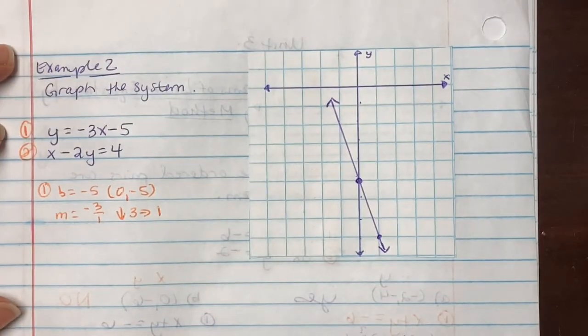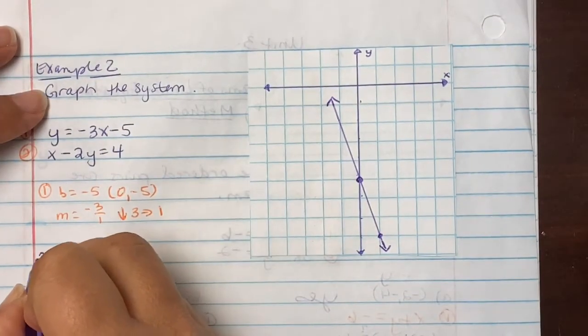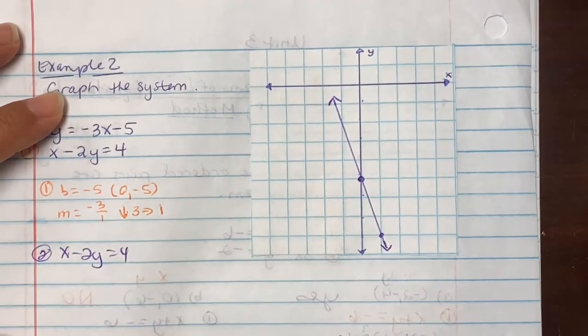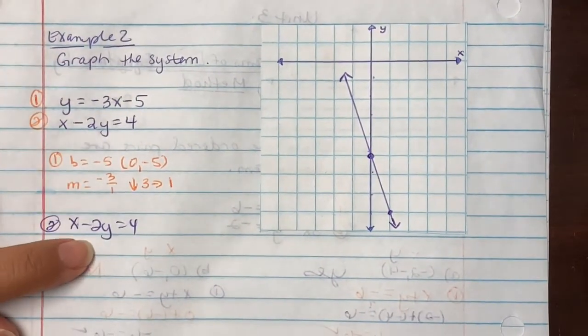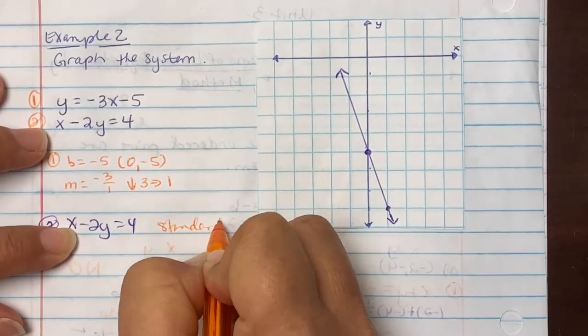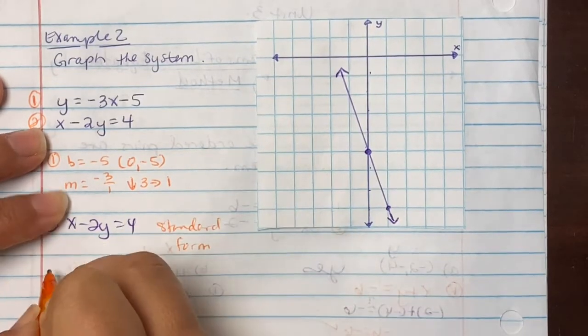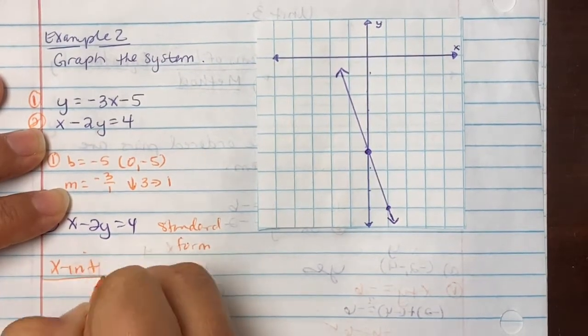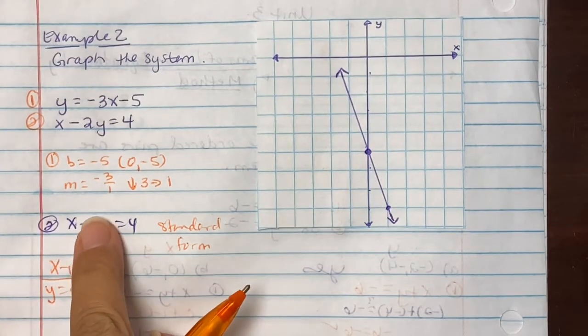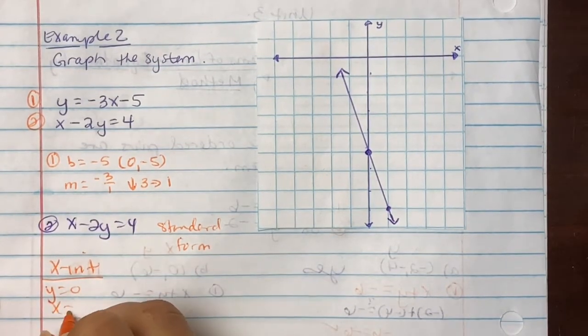Then we go to the second equation. Equation number 2 says x minus 2y equals 4. Because it's in standard form, I'm going to use your x and y intercepts. So remember, for the x-intercept, y is equal to 0. So I'm going to cover my y, and I see x equals 4, so (4, 0) is my ordered point.